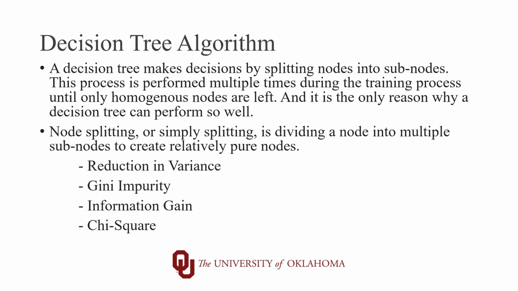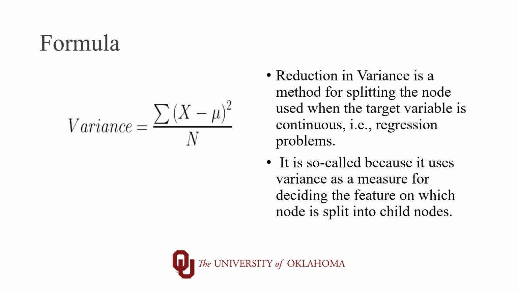A decision tree makes decisions by splitting nodes into subnodes. This process is performed multiple times during the training process until only homogeneous nodes are left. And this is the only reason why a decision tree can perform so well. In decision tree splitting, we can perform splitting in 4 different ways, which are reduction in variance, calculating the Gini impurity value, information gain value, and chi-square value. In our project, we will be using reduction in variance.